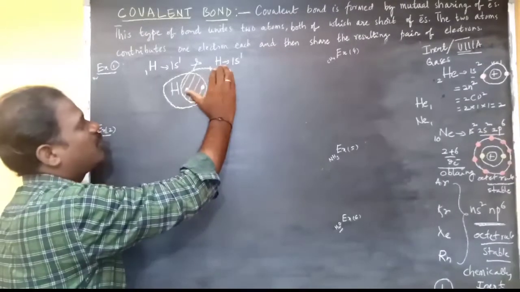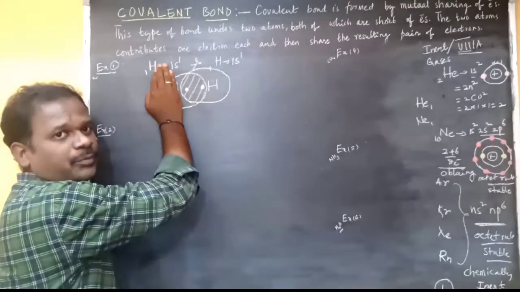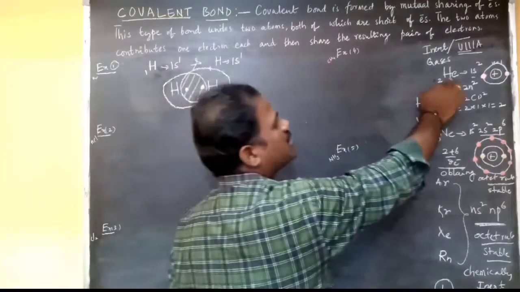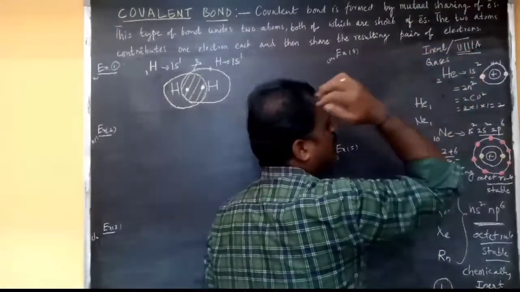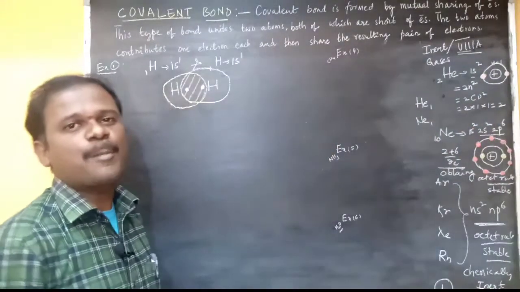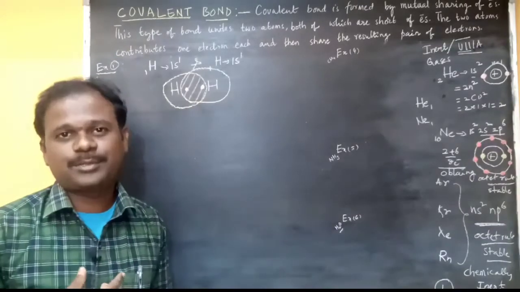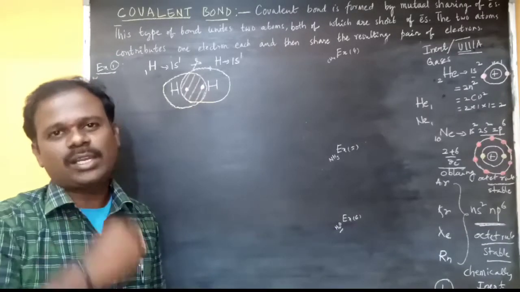2 electrons, 1 and 2. Then this hydrogen also has 1 and 2. So that is the electronic configuration of helium, 1s2, maximum number of electrons equal to 2. So then what can we say? It obeys the duplet configuration. Duplet means 2 electrons.